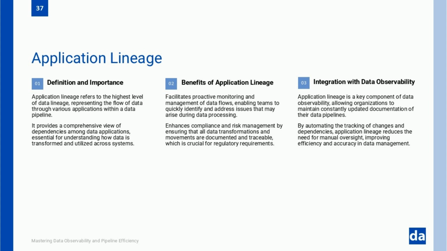1. Definition and importance. Application lineage goes beyond the data itself and shows how applications influence and utilize the data pipeline. It provides insights into dependencies among applications. When one app falters, you immediately know which other systems will be affected. How data is transformed: understanding how various applications utilize or alter data is crucial for pipeline optimization.